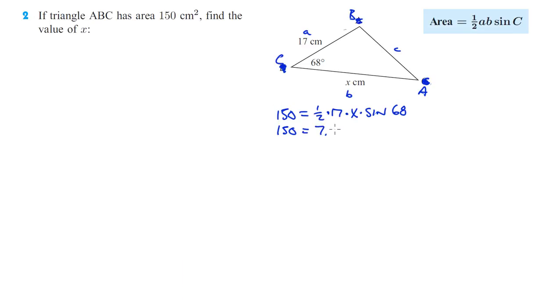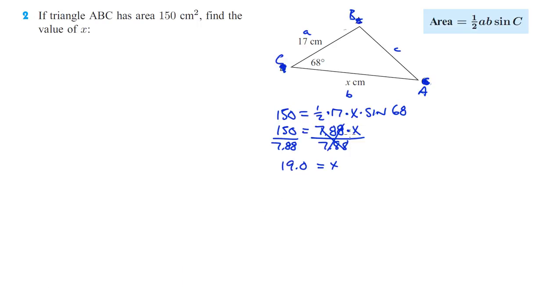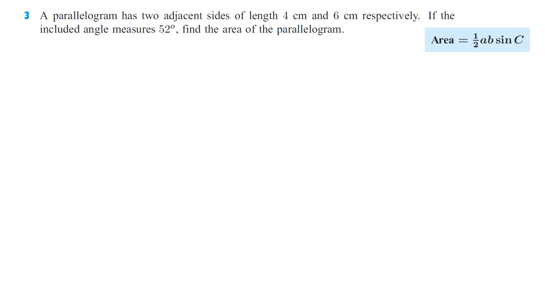So we're going to call this 7.88, but we still have an x in there, right, times x. So to figure out what x is, we would just simply divide both sides by 7.88. And that's going to tell us what x equals. So we'll take 150 divided by 7.88. We get 19.03, so we'll call that 19.0 is what side x should end up being. Okay? Moving on to the next one.